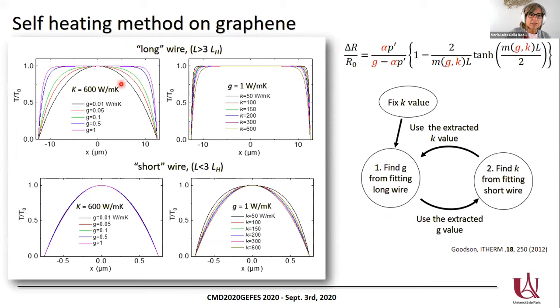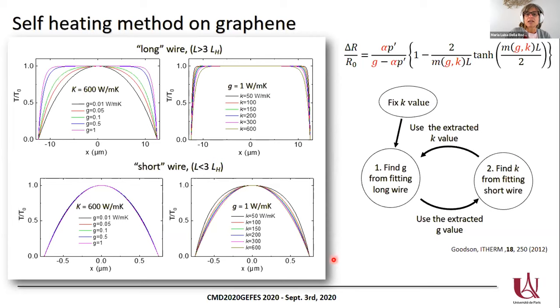So if we simulate the temperature profile as a function of the nanowire length for a long and short case, we can see something which is at the heart of the method we have applied. By simulating these profiles, fixing the thermal conductivity and varying the G parameter and vice versa, we clearly show that in the long limit we have a big influence of the G parameter, while in the short limit this influence is reduced and we start to have an effect which can be detected in the profile by varying the K parameter.